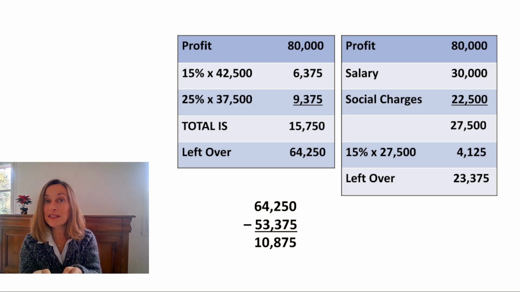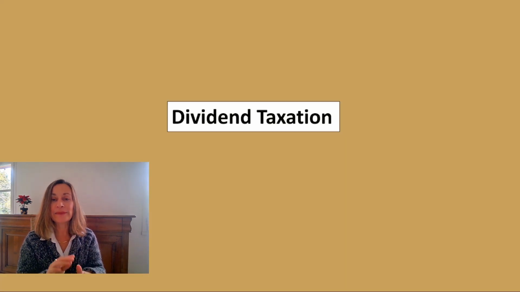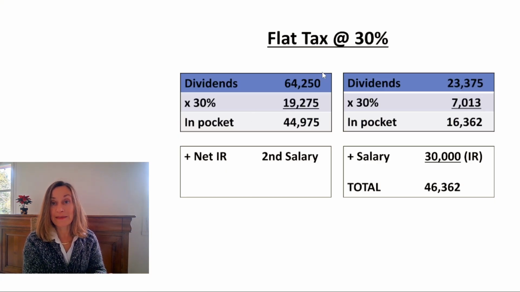Let's not forget that our dividends are also subject to income tax. And dividends can be taxed in two different ways, and this is the first way. It's a flat tax at 30%. So you pay 30% on the totality of your dividends, and if you had the 64,250, then that would equal nearly 20,000 euros in tax, but still leaving you with nearly 45,000 euros. And if you had the dividends at 23 and a bit thousand, then you would be paying 7,000 in income tax, leaving you with just over 16,000 in your pocket.